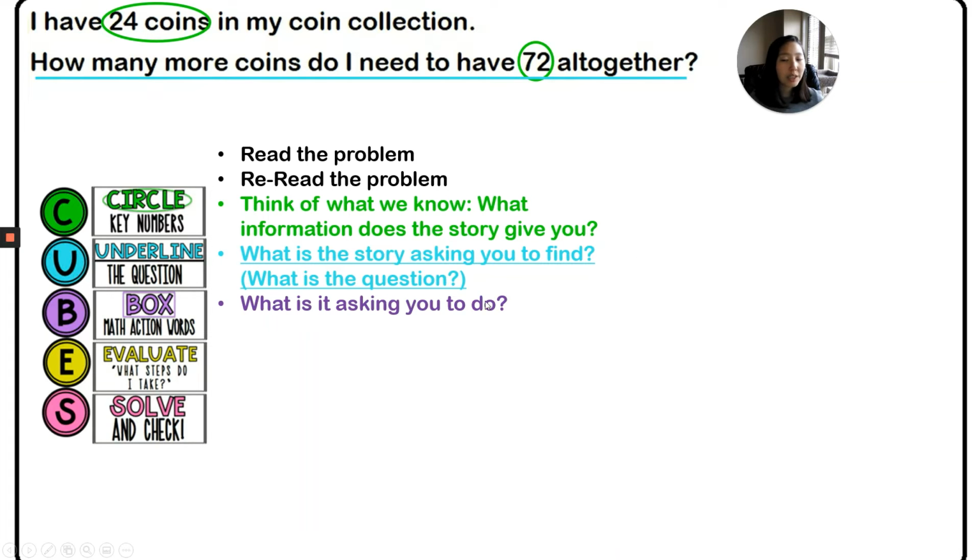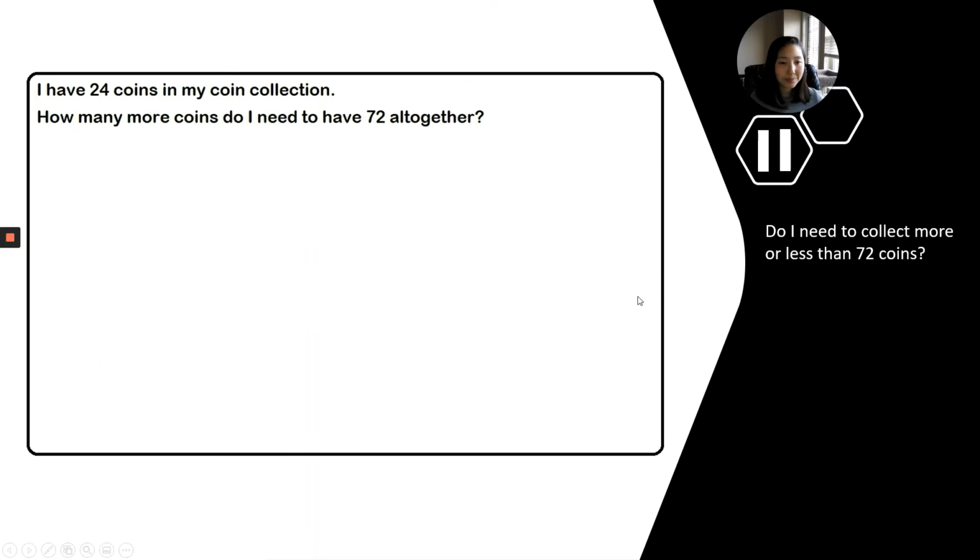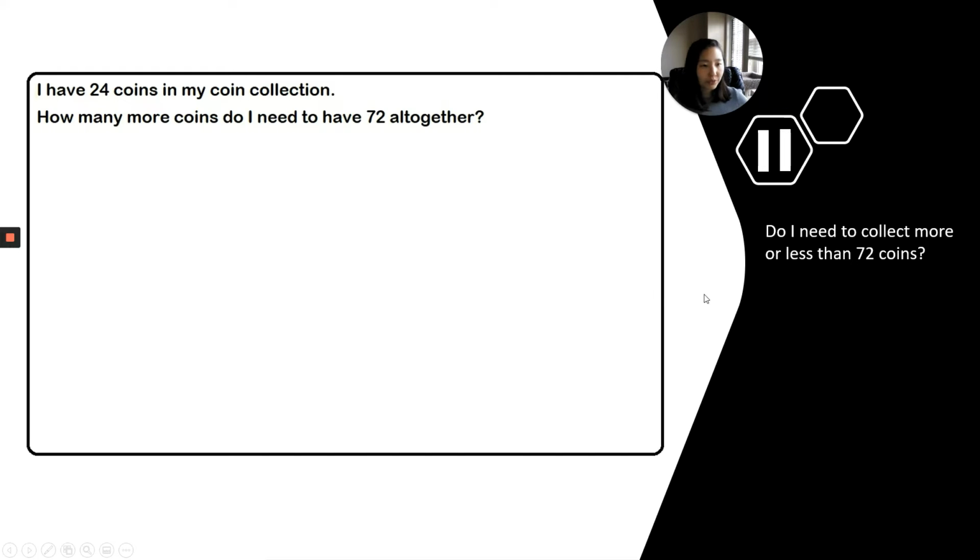Then we're looking for, what is it asking you to do? We're going to box the math action word. There's a couple in here. So the how many more is a question that we always run into, and they want to know if you have 72 altogether. So this is going to help you think about what you need to do in this problem. Let's think about our more or less than question right now. So the question is, do I need to collect more or less than 72 coins right now? So I already have 24 coins in my coin collection. I want 72. So how many more do I need to collect? Do I need to collect more than 72 coins or less than 72 coins?